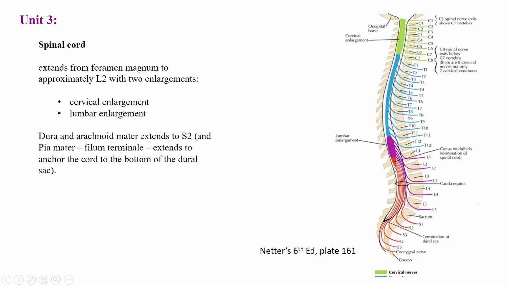And then that extension of the pia mater is the filum terminale, and it goes down and anchors the cord to the bottom of the dural sac. The cauda equina is just inferior to the conus, and that is the free-floating spinal nerves that come down. A few of the lumbar spinal nerves, as well as the sacral and coccygeal nerve that come down.